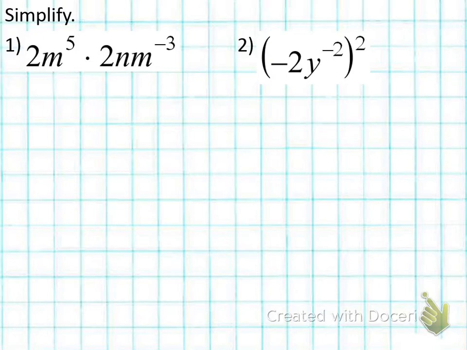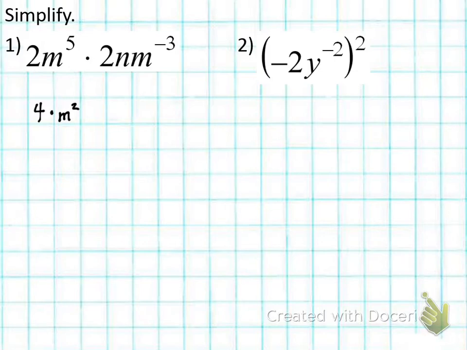This is a multiply problem, so we got 2 times 2. I asked myself, what's 2 times 2? It's 4, right? And it's positive 4. Then I work on my first letter. There's only 2 letters in this whole problem, M and N. So we have M to the 5th times M to the negative 3rd. They're being multiplied, so I have 2 exponents, same base. We're going to add the exponents. What's 5 plus negative 3? 2, right? So then we're going to write times m to the second power right here.